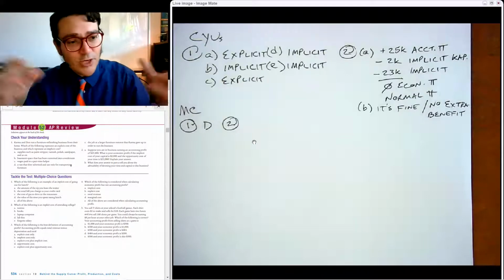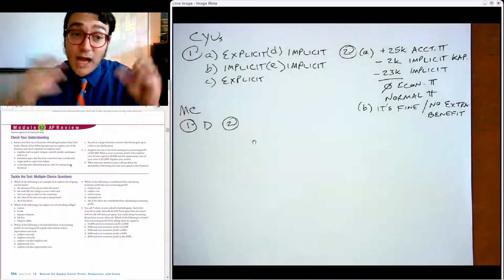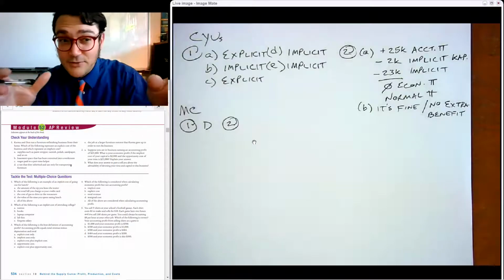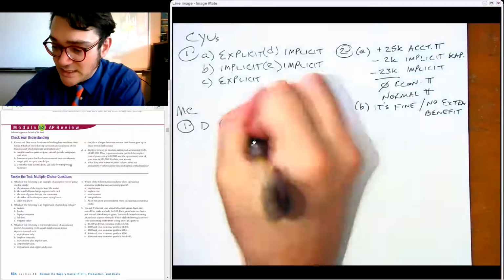Laptop? No, you're exiting the wallet. Lab fees? No, you're exiting the wallet. Foregone salary? Not. You see, you're not paying anything with that one, but you're foregoing something. So it's an implicit cost. So that one is E.